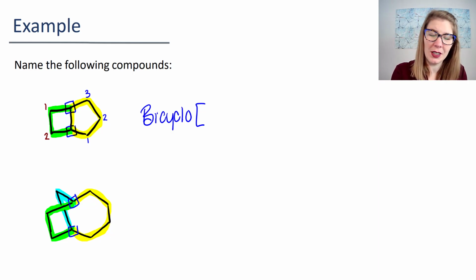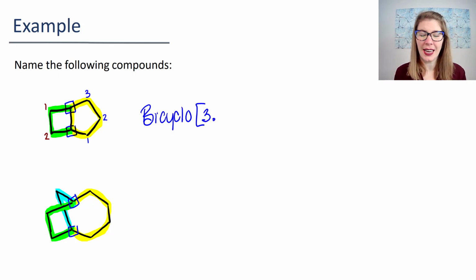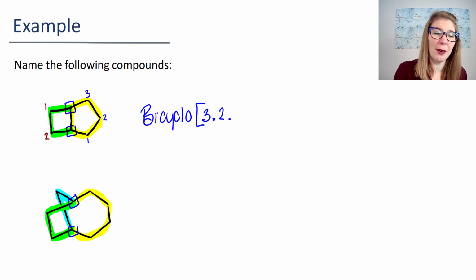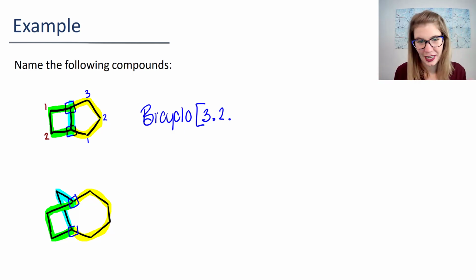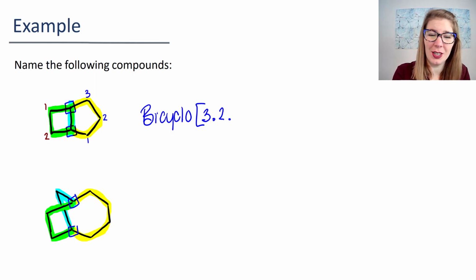The first biggest bridge is the yellow one that has 3 carbons in it. The second bridge is the green one that has 2 carbons in it. The final bridge is not there because this is a fused set of rings. If we were to go directly from one bridgehead to another, I'm going to highlight that in blue, and it kind of looks green. That is going to take no carbons between the first bridgehead and the top bridgehead. So that means we have a 0 here.